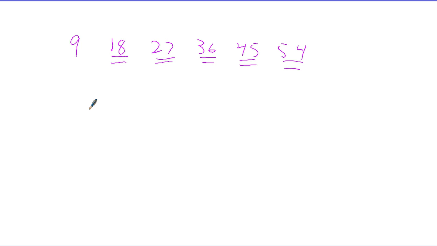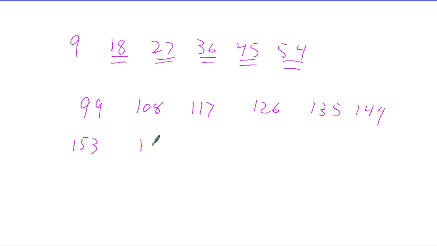Even if I go beyond 90, which is 9 times 10, now it goes to 99, then 108, then 117, then 126, then 135, then 144, then 153, and then 162. And notice that I don't always get 9, but I always get a count by 9 number. 9 plus 9 is 18. That's a count by 9 number.